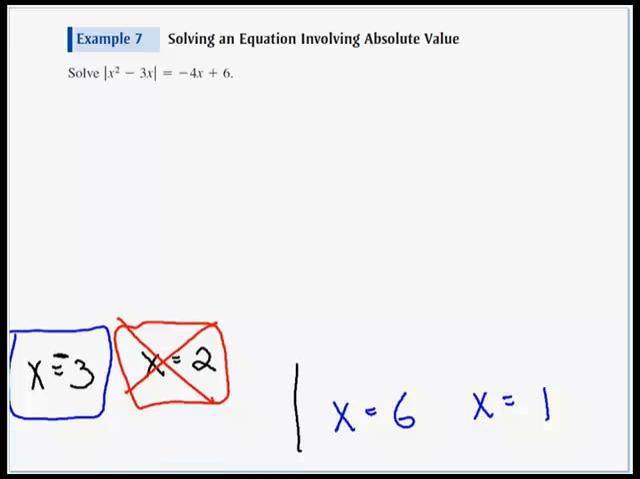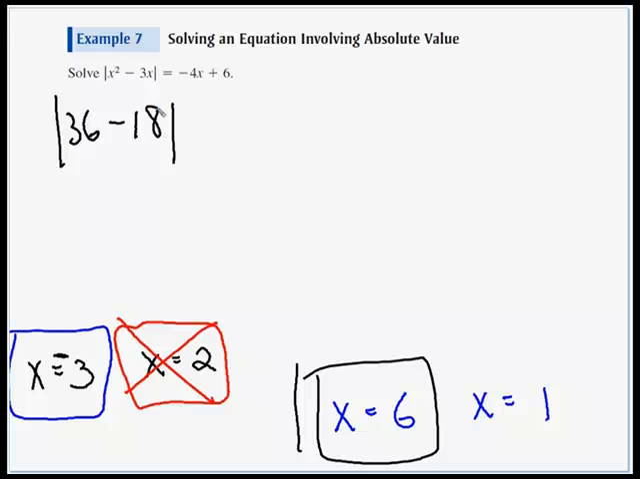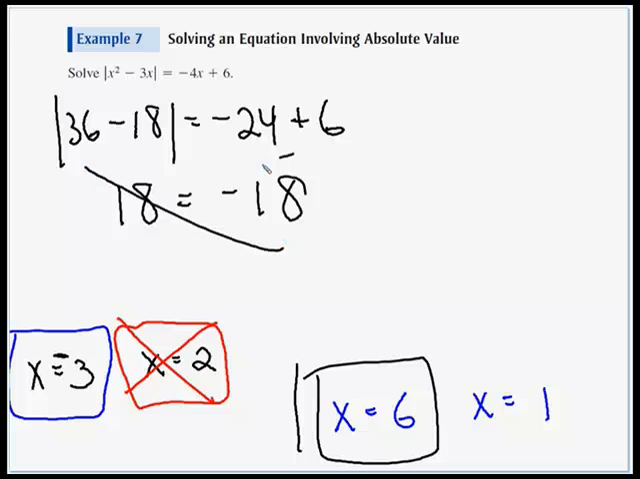Now off to the other two answers. First, let's check out x is positive 6. So 6 squared is 36. Minus 3 times 6 is minus 18. And that is equal to negative 4 times 6 is negative 24 plus 6. And then here 36 minus 18 is 18. And the absolute value bars would make sure that stays a positive 18. And then we have negative 24 plus 6 is negative 18. So this one did not check out. 6 is an extraneous solution.